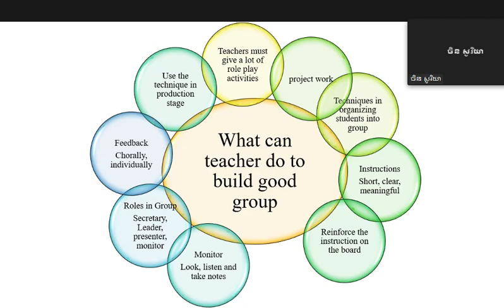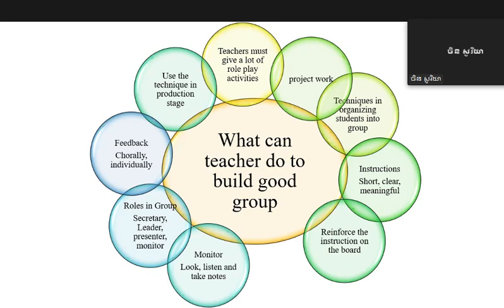One more is to give feedback. Every time after group work, it's very important to give feedback, either chorally to the whole class, or individually. Some students might have a serious discipline problem, so we might not correct them in front of the whole class, because those students might feel ashamed or embarrassed, and they won't want to do group work anymore. So the teacher has to deal with them personally, face to face. But for problems that generally happen in class, the teacher might give feedback to the whole class.